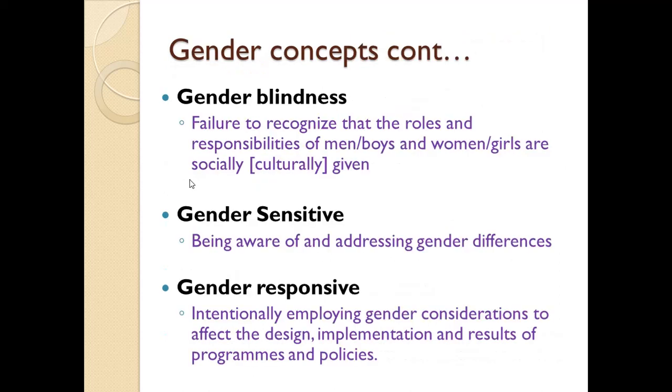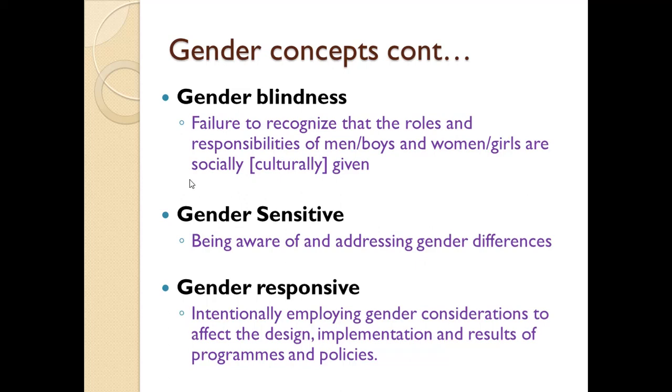Okay, so we also have other concepts. Gender blindness. When there is gender blindness, it means that there is failure to recognize that the roles and responsibilities of men and boys, or women and girls, are socially given, and therefore even evaluations, if evaluations do not recognize that such roles and responsibilities are culturally given, such a failure of recognizing such outcomes of culture renders evaluators or the evaluation process gender blind. But evaluation can be gender sensitive in a way that the processes and the evaluators can be aware of and address gender differences.